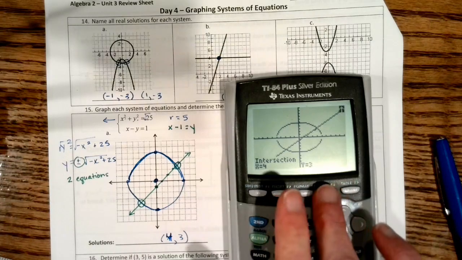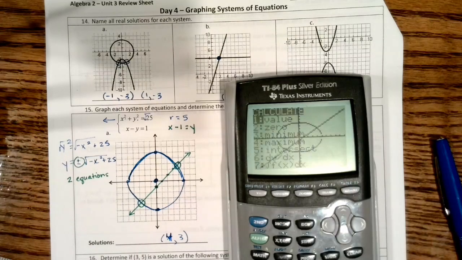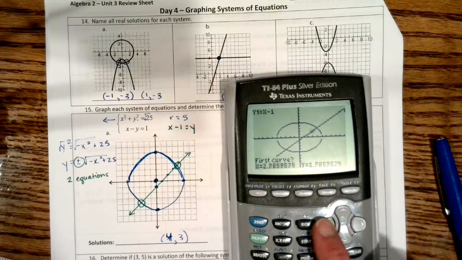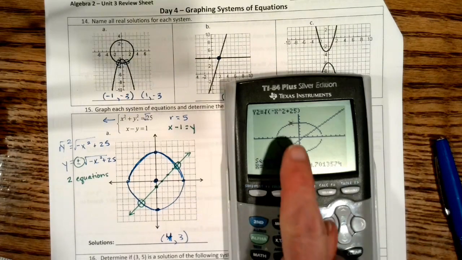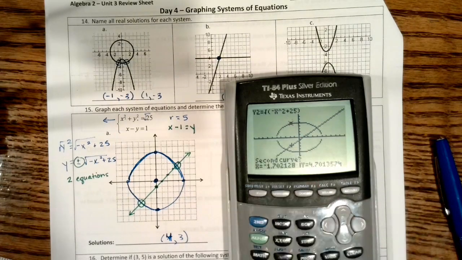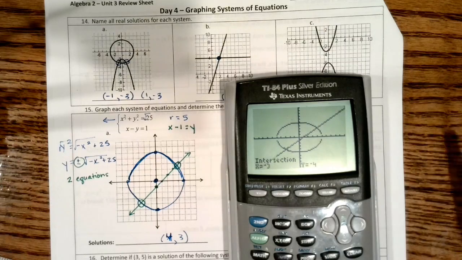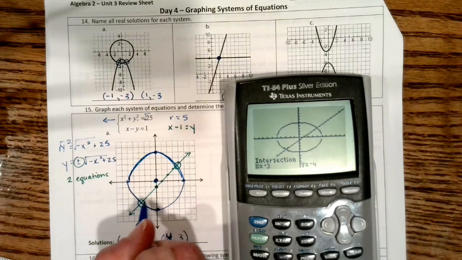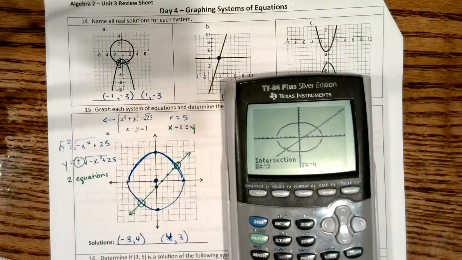When I go to do my second intersection, I need to take the cursor down to the other part of the graph. And when I press enter, he jumps to the first curve, and I need to press the down arrow to have him go to the bottom part of that circle. When I press enter, my intersection of -3, 4 is going to be at that point.